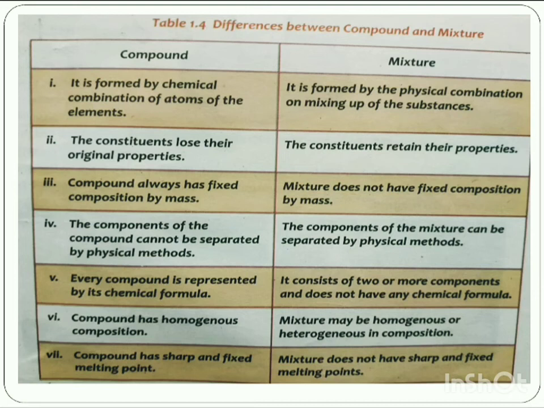Next, a compound always has a fixed composition by mass, which means the elements that combine to form a compound are always combined in a fixed ratio. For example, in water, H2O, always 2 atoms of hydrogen and 1 atom of oxygen combine to form water. But what about a mixture? A mixture does not have a fixed composition by mass, which means they can combine in any ratio.